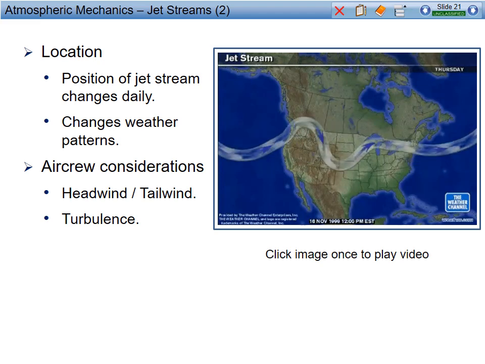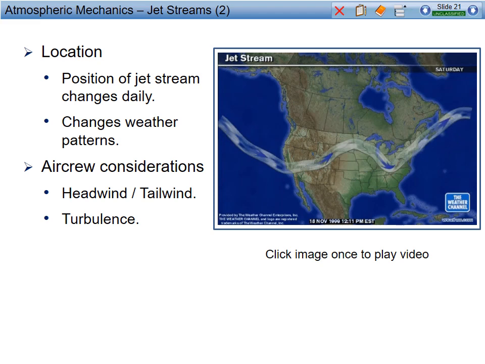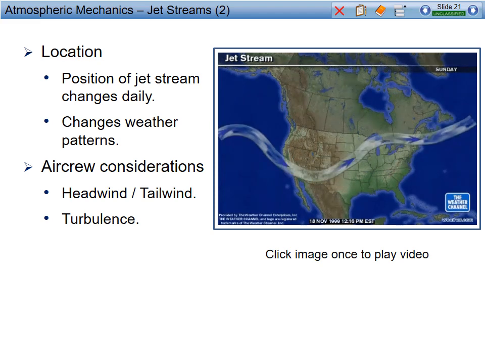The location of the jet stream changes position daily, and it's going to change the weather patterns because it is acting along with all the major air masses and low and high pressure centers. The considerations for the jet stream are determining whether or not you will be in it and experiencing a headwind or tailwind, and the amount of turbulence that you may experience while passing through it. The video here is just showing how the position of the jet stream can change throughout the day and from day to day.